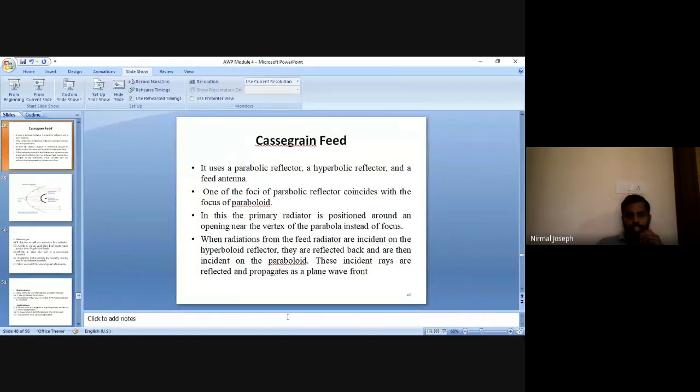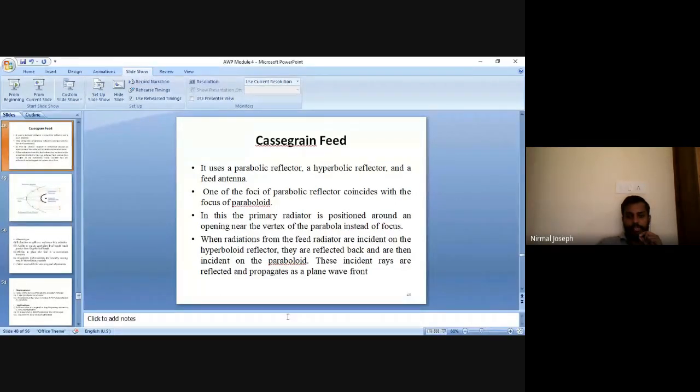In this, the primary radiator is positioned around an opening near the vertex of the parabola instead of the focus. We have seen in the previous two cases, we were placing the primary radiator at the focus of the parabola. But here, the primary radiator is positioned at an opening near the vertex of the parabola. What is the vertex of a parabola? Vertex is the edge. A parabola has one edge that is called the vertex. So there we will place the primary radiator.